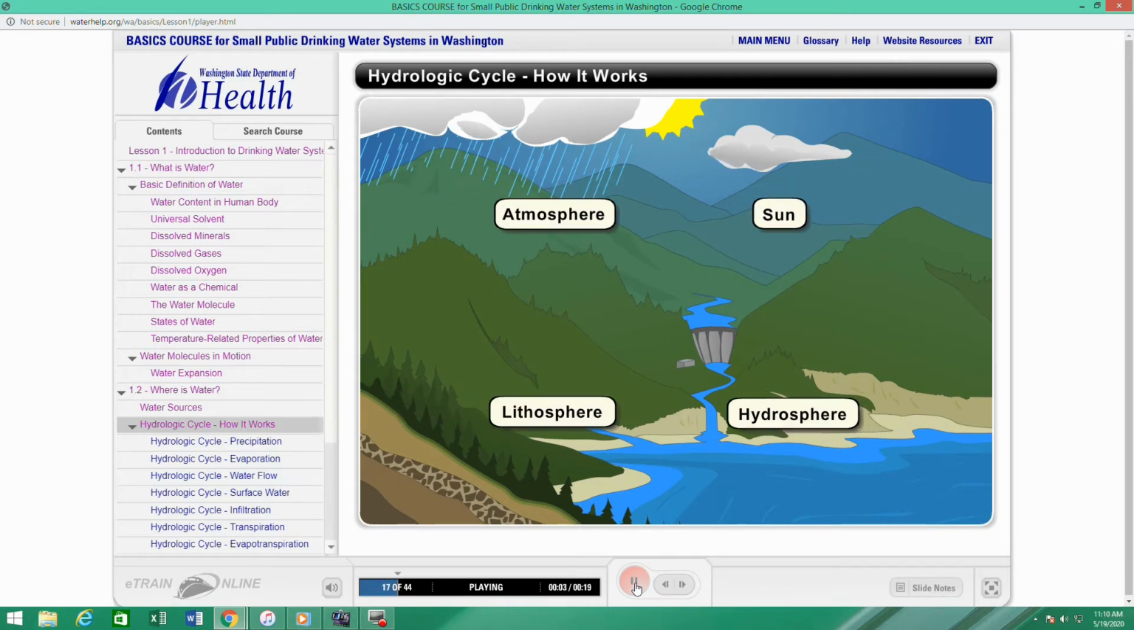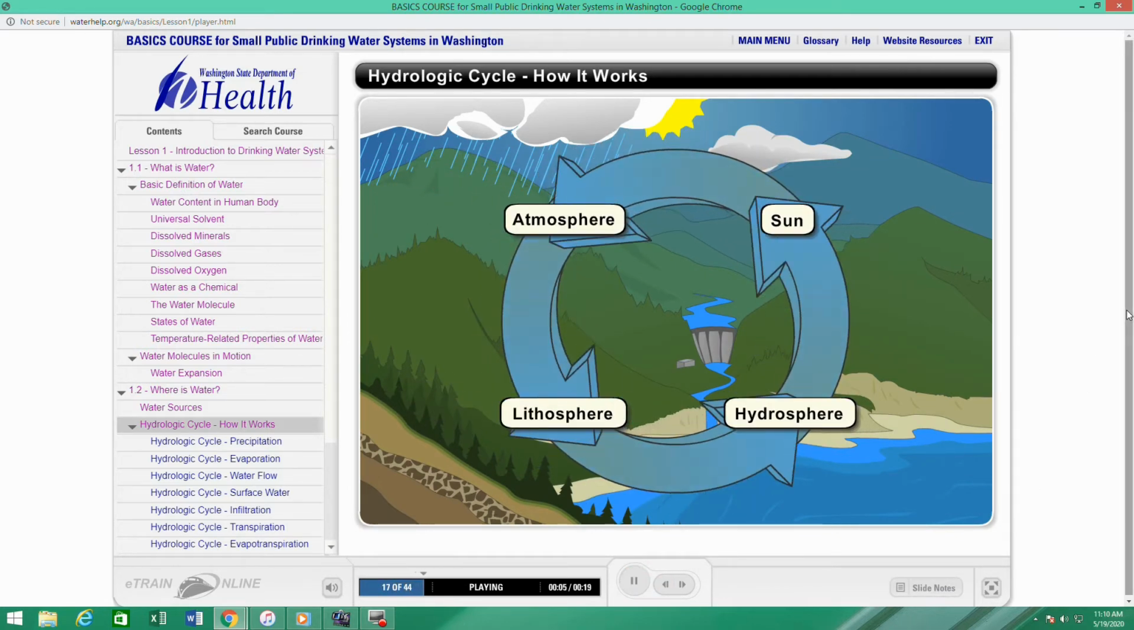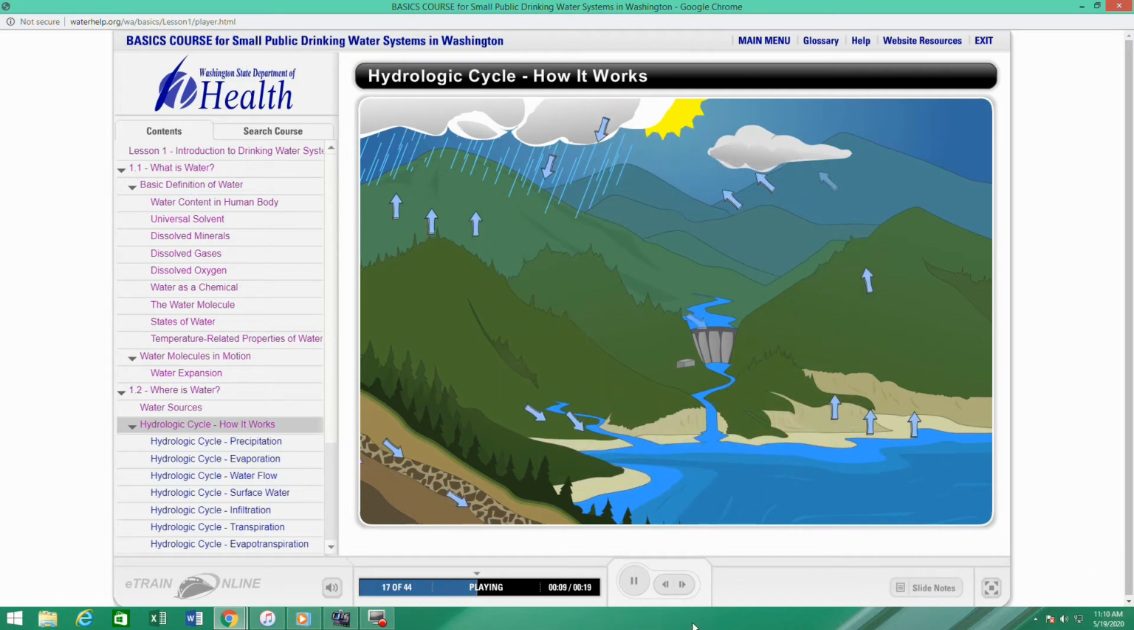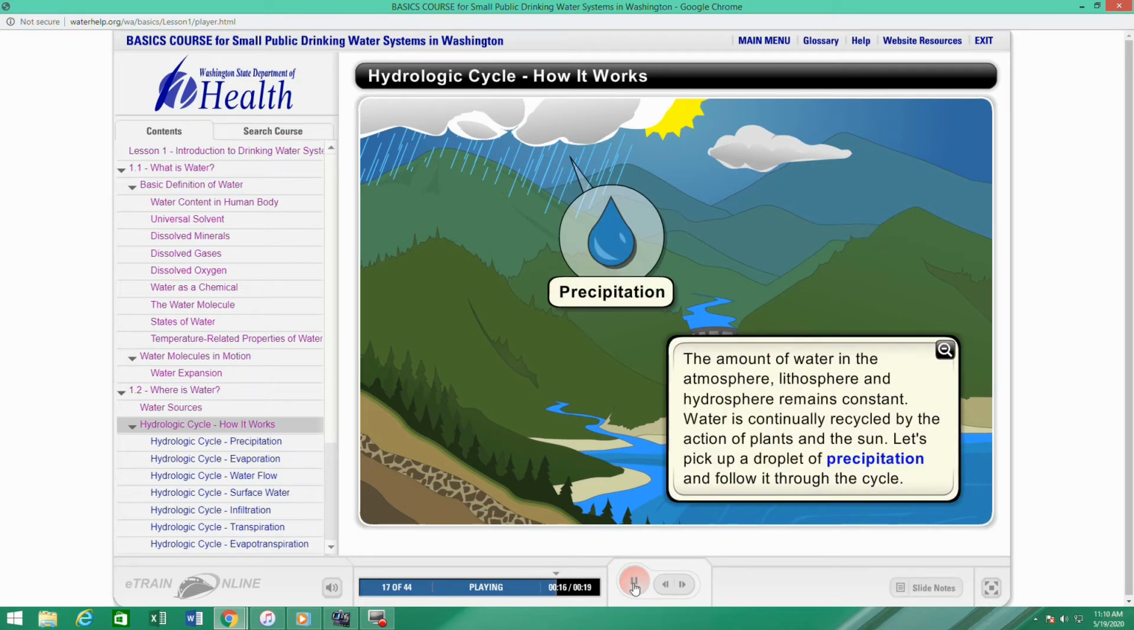Hydrologic cycle, how it works. The amount of water in the atmosphere, lithosphere, and hydrosphere remains constant. Water is continually recycled by the action of plants and the sun. Let's pick up a droplet of precipitation and follow it through the cycle.